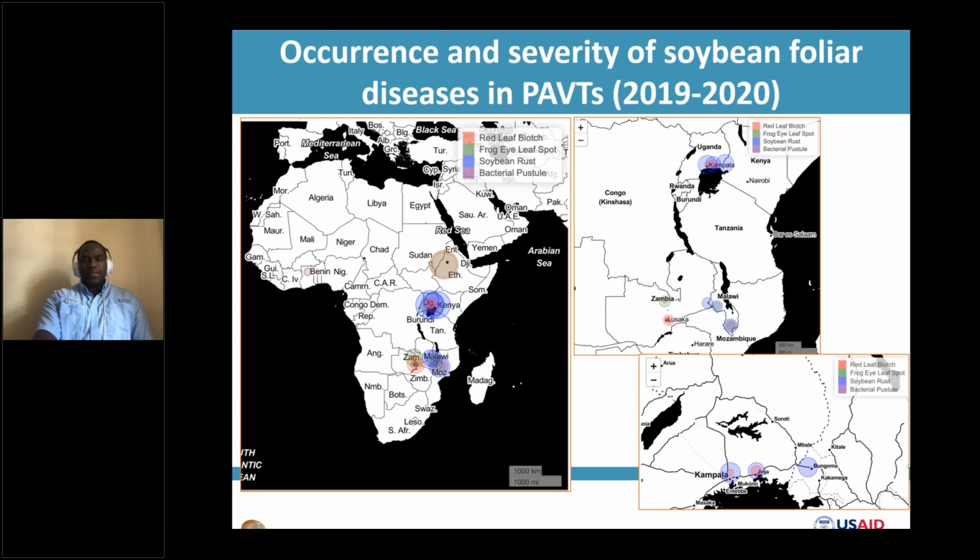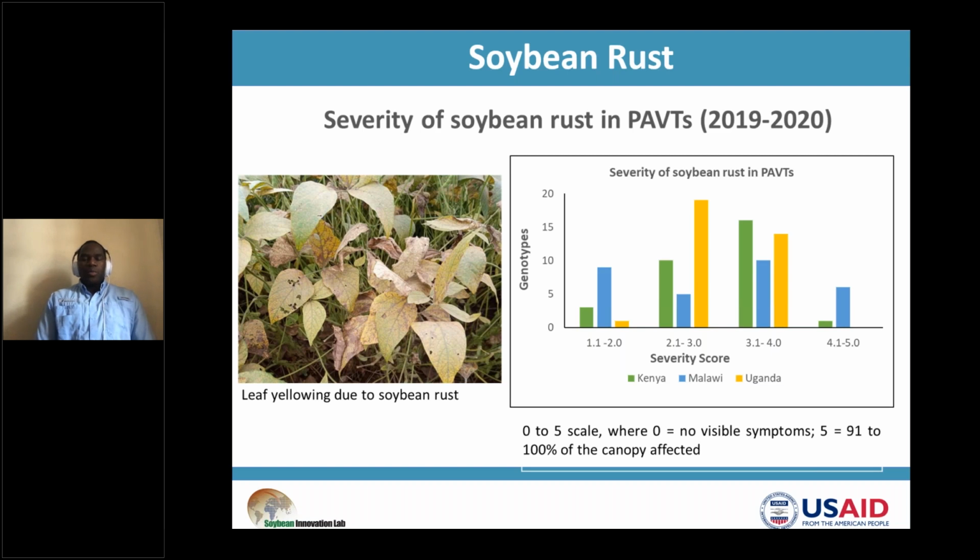The genotypes. Next slide, please. We want to highlight some of the important diseases that we saw in the Pan-African variety trials, and we want to start with soybean rust, which is one of the most important diseases, especially in Africa and also in South America. This disease causes up to 80% yield loss because it affects photosynthesis by the yellowing of the leaves, as you can see in that picture. It occurs in more than 10 countries in Africa, and we do not have any commercial resistant varieties available right now.